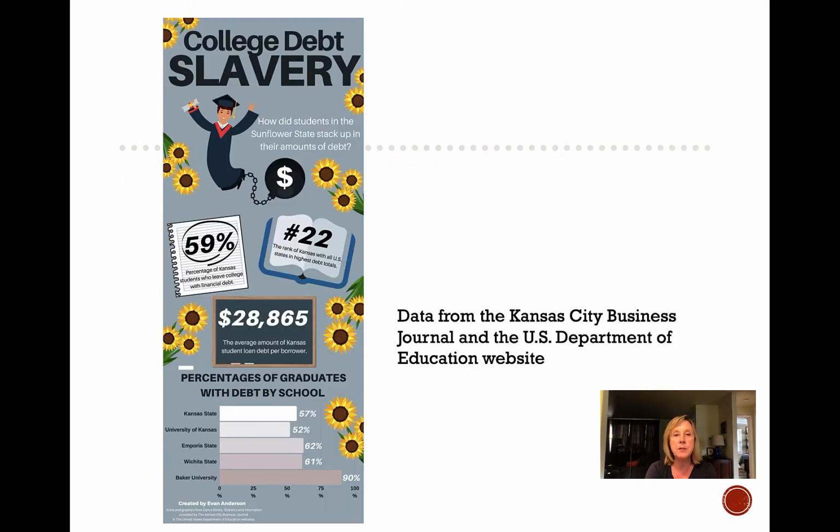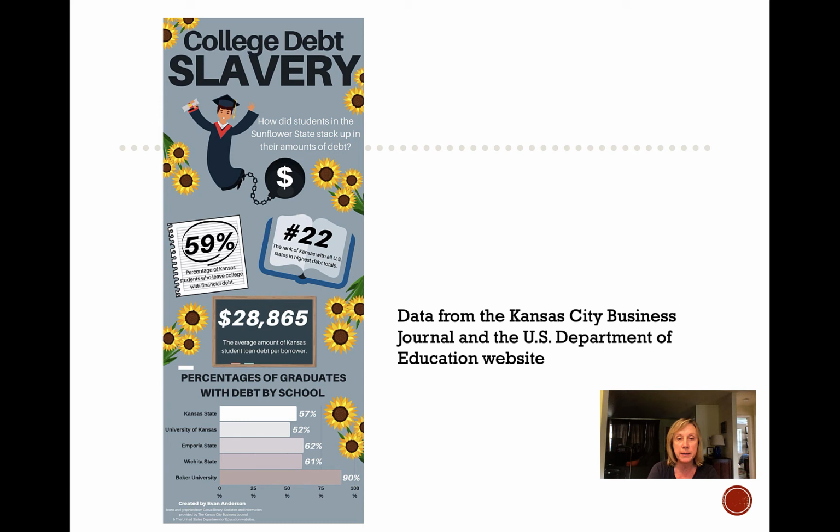Here's an example of a student's infographic from last spring. He's taken data from the Kansas City Business Journal and the U.S. Department of Education website to show the percentage of graduates, not grad students, but graduates who graduate with debt by university. We can see that in Kansas State, 57% graduate with debt, and so forth.